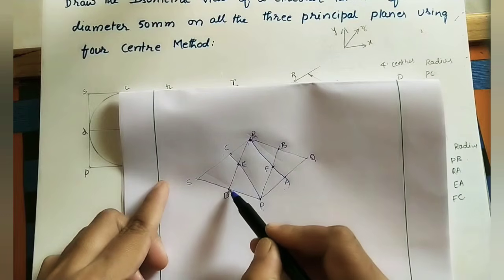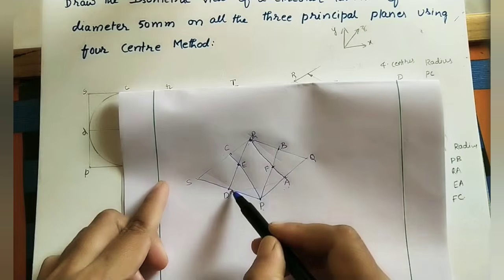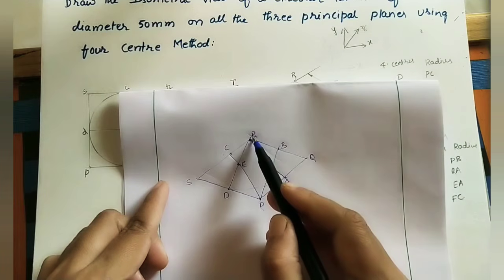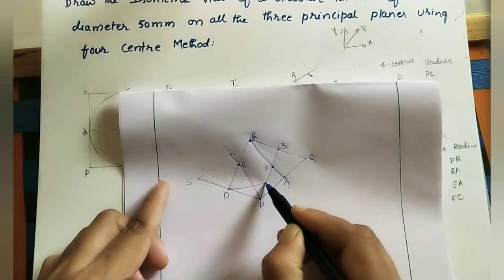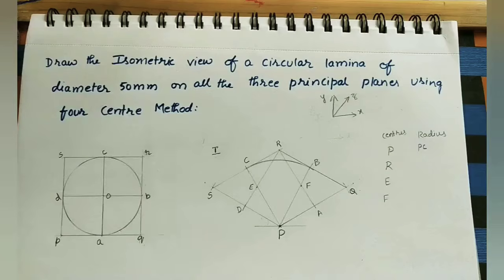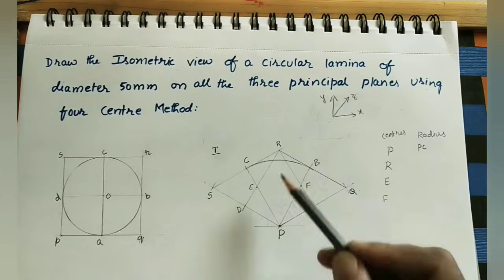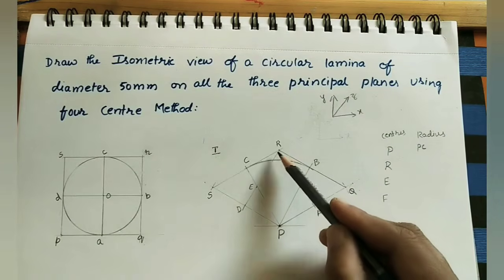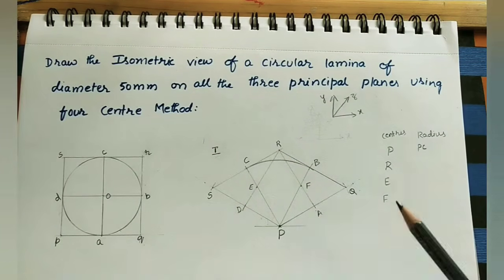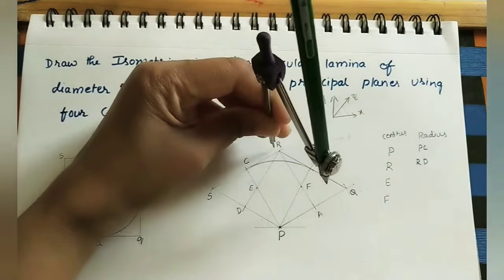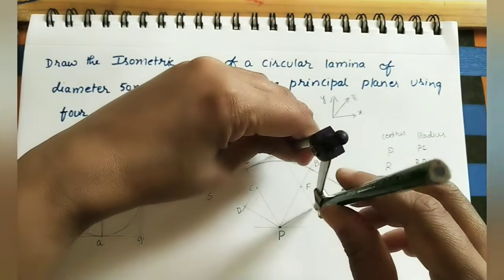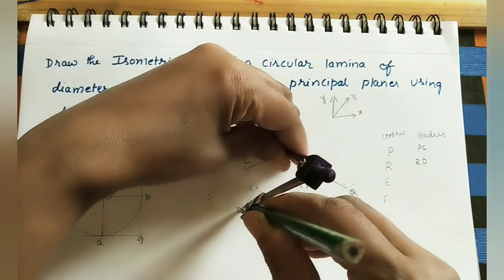Here, for getting the arc, always take the arc like this, because R is the center, as I told. So the arc comes with this radius. Here one arc will come. Roughly I am doing it here. Then the next center is R. What is the radius? RD or RA. Here I am taking RD radius, R center, RA or RD radius. Draw an arc here.